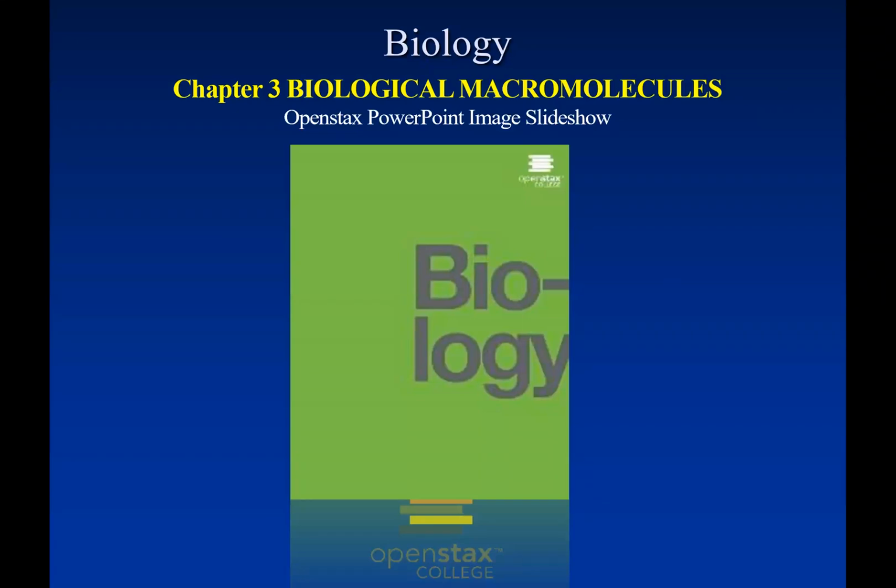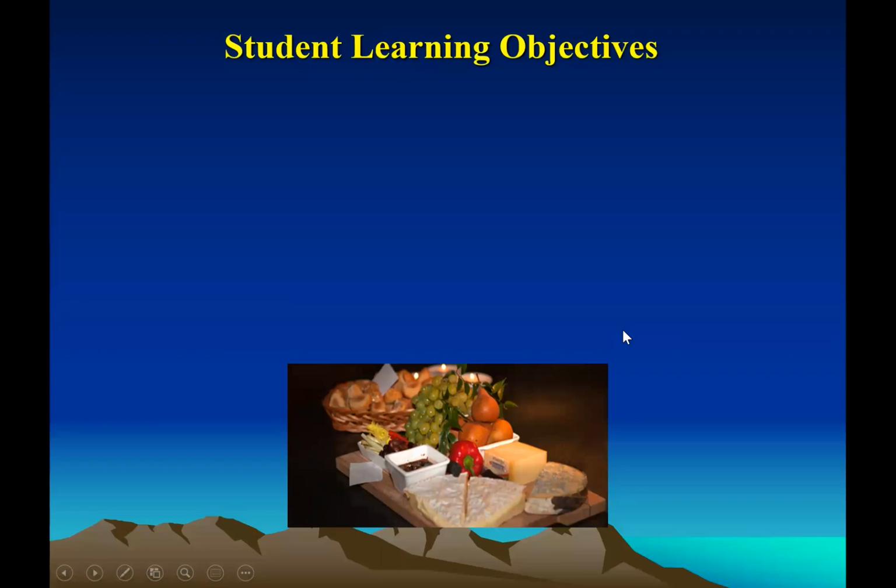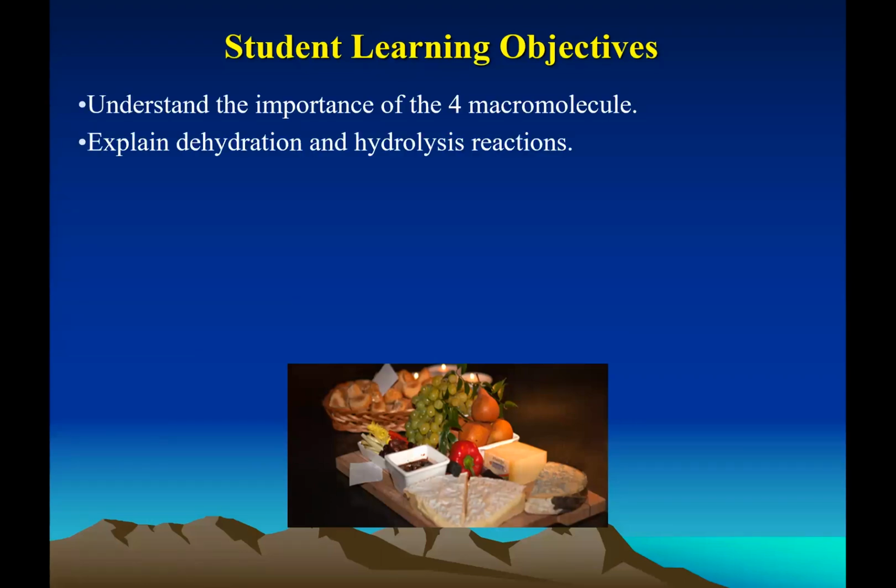So we are on chapter 3, biological macromolecules. The main student learning outcomes here is to understand the importance of macromolecules for living organisms. We will study how macromolecules form, either by a dehydration or condensation reaction or hydrolysis reaction.